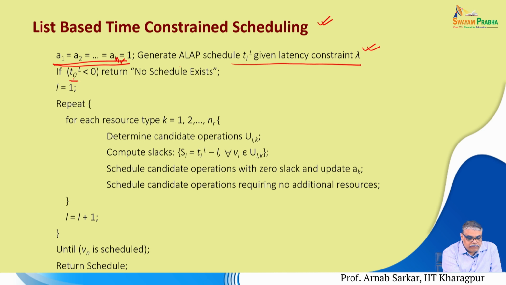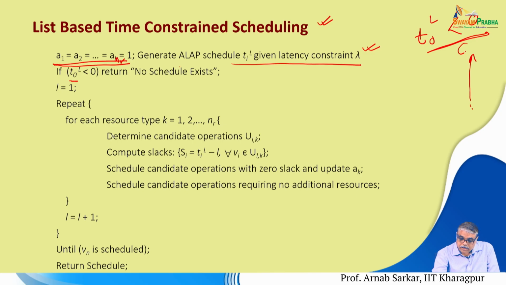If the elapsed time for the start node, so T0L is the elapsed time for the 0th node or the start node, is less than 0, what does it indicate? Because for a given resource constraint we are generating the elapsed schedule from the exit node upwards. While doing that we have found that the elapsed time, that means the latest start time of the start node, has become less than 0. So even if I start at time step 1 I will miss a deadline. Therefore, no schedule exists if T0L is less than 0.